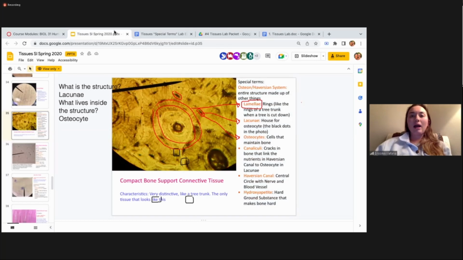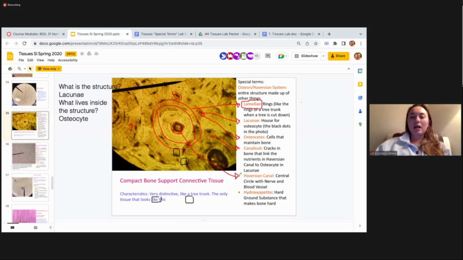Canaliculi are the cracks in the bone that basically join or connect the different osteocytes living in their lacuna. So these little cracks right here are the canaliculi. They kind of look like hairs. The Haversian canal is the central circle. So this is the Haversian canal right here. It has the blood vessels and the nerve.